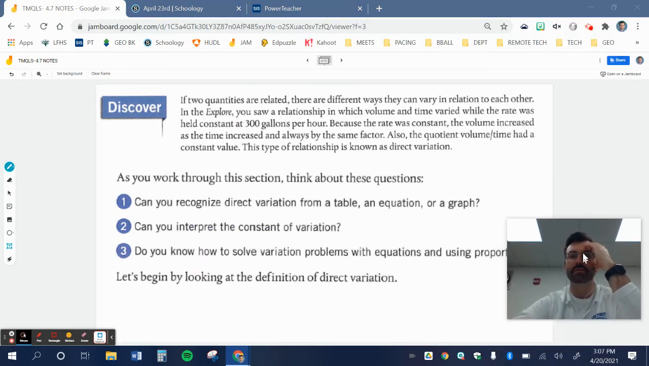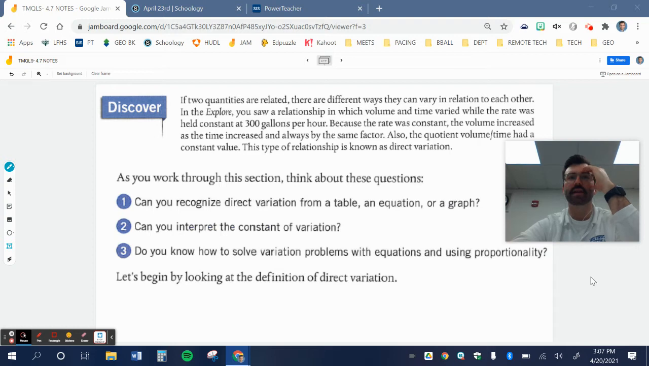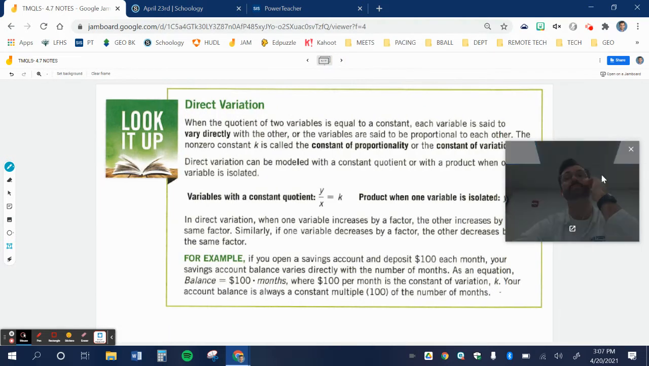So what are we talking about today? Today we're talking about direct variation. Can you recognize direct variation on a table, an equation, a graph? Can you interpret the constant of variation? And do you know how to solve? All right, let's keep going.